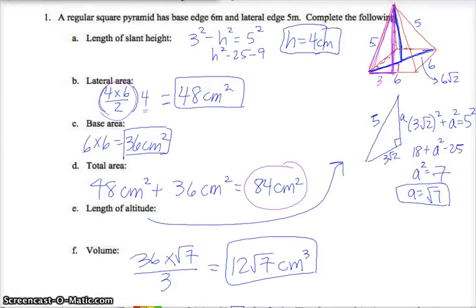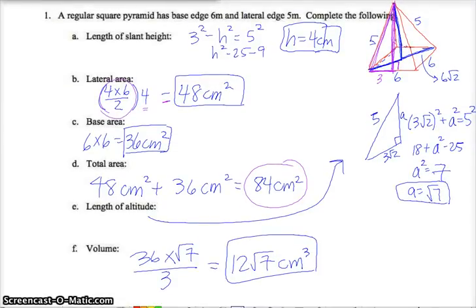Now what's the volume? Well, you can't get the volume until you get this altitude. So first you need the altitude. So the length of the altitude looked a little complicated. So it goes from the center to the center of the square.